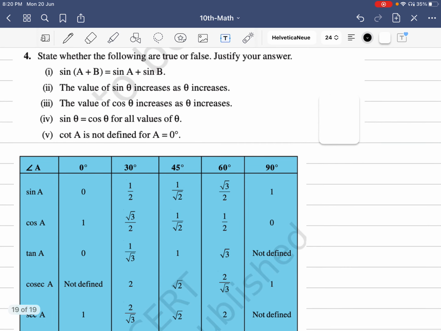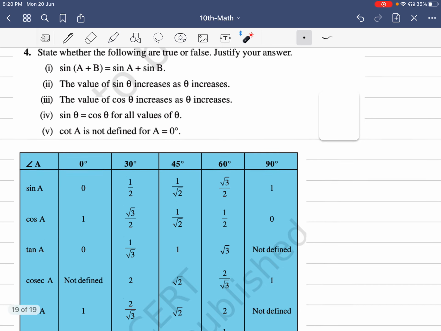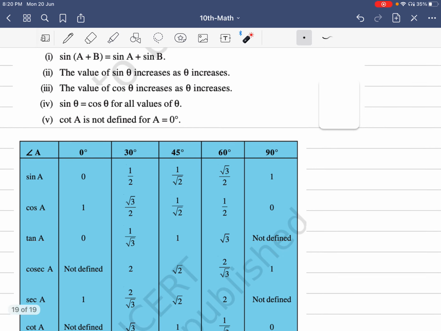In problem number 4, we have to state whether the following are true or false and justify your answer. So we are given 5 different statements, and one by one we have to tell whether they are true or false, and we have to justify our answers. So let's start with statement number 1. Statement number 1 reads, sine of (a + b), the whole, is equal to sine a plus sine b separately. Is this true or false? So let's take an example.